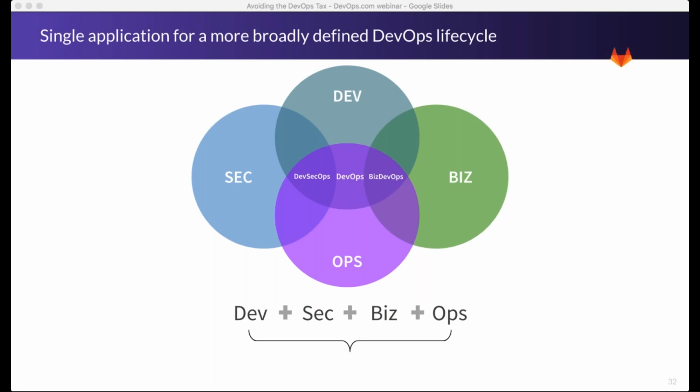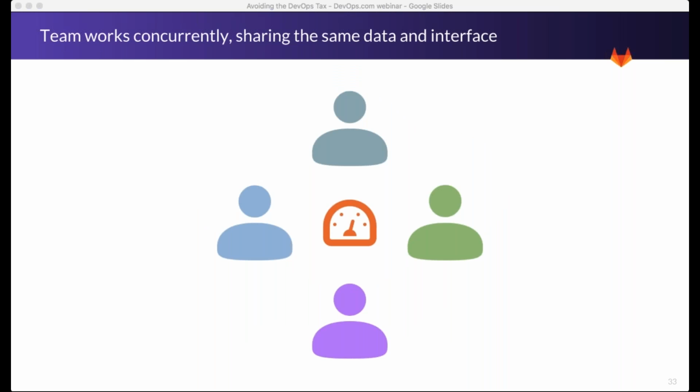The more efficiently dev and ops and security and business people can communicate and collaborate with each other, the faster they can deliver value to the customer. With concurrent DevOps, each group gets an experience tailored to their needs, but shares the same data and interface as everyone else. So collaboration is easy.